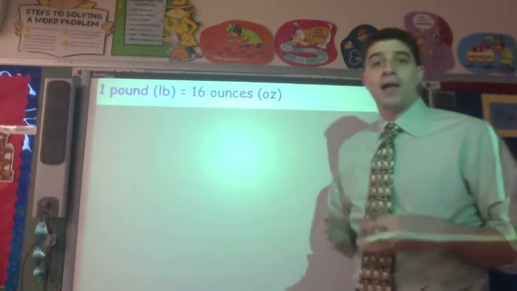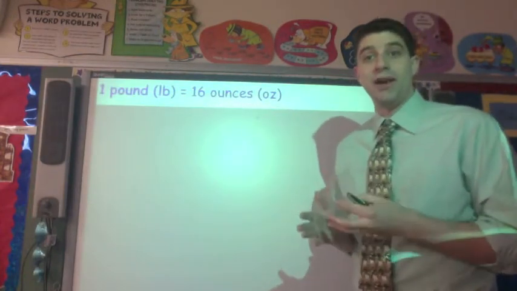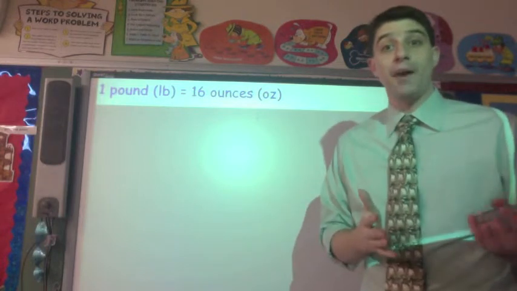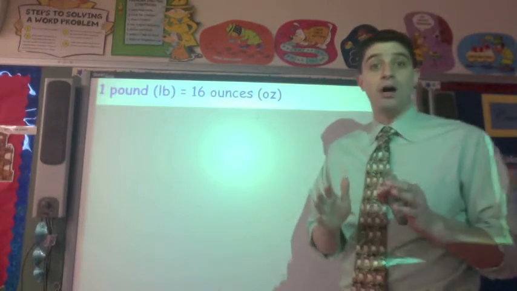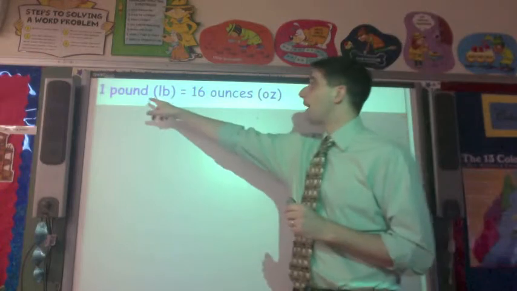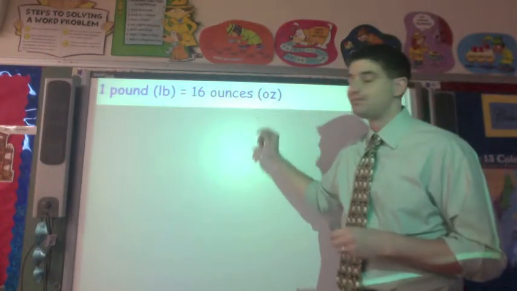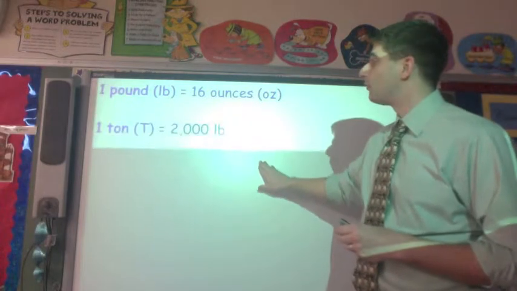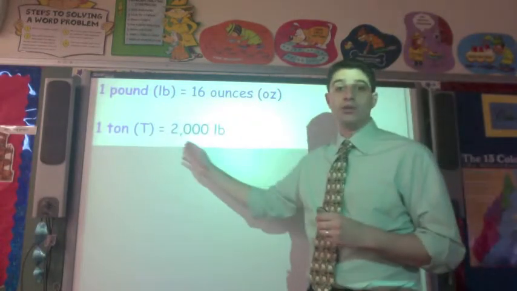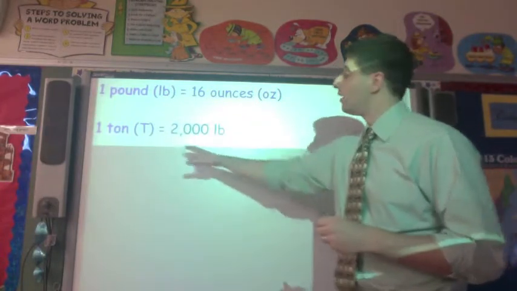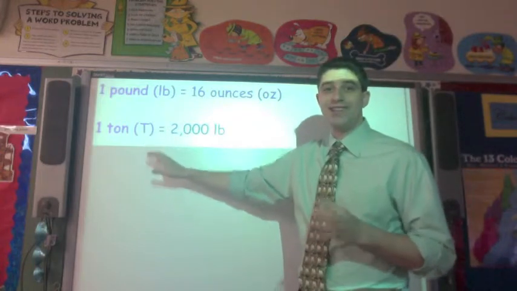First, I have a pound. I have to know that a pound equals 16 ounces. 16 ounces also equals a pound. Please note the abbreviations. For pound, it's LB, and for ounce, it's OZ. Going down a little further, we have 1 ton equals 2,000 pounds. Ton, the abbreviation is T.